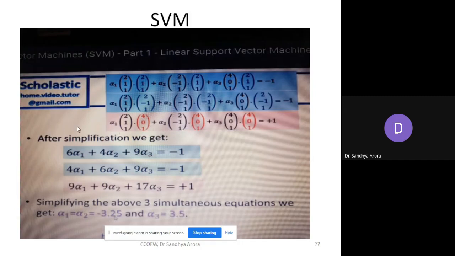Likewise you can have the second equation. 2 multiplied by 2, 4, minus 1, plus 1, that is 4 alpha 1, 6 alpha 2, 9 alpha 3, equals minus 1. Remember, the S1 and S2 points are negative class points, and the S3 point is a positive class point. So the third equation is positive 1, and these two equations evaluate to minus 1. Now solve these three equations. The values of alpha 1 and alpha 2 will be minus 3.25, and alpha 3 will be 3.5.